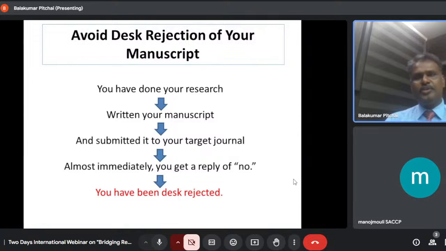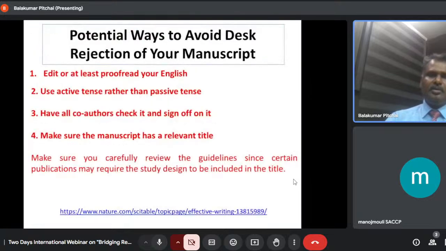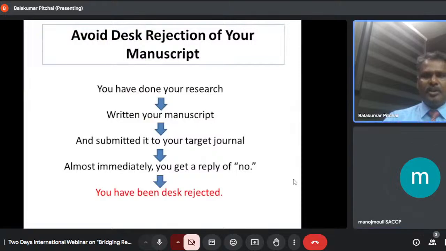And there are some ways to avoid desk rejection. It means you have done your work, written your manuscript, and submitted it to a journal, and immediately you get a reply that your manuscript is rejected. That is desk rejection. There are many ways to avoid desk rejection. So this is what tomorrow we are going to discuss: how to avoid desk rejection. So with this, let me come to the conclusion.